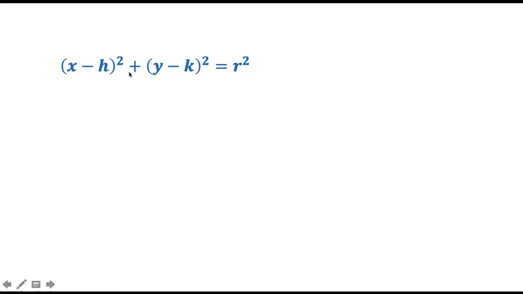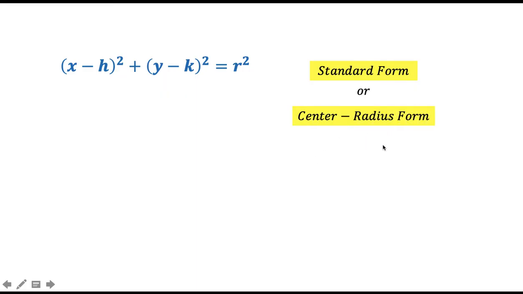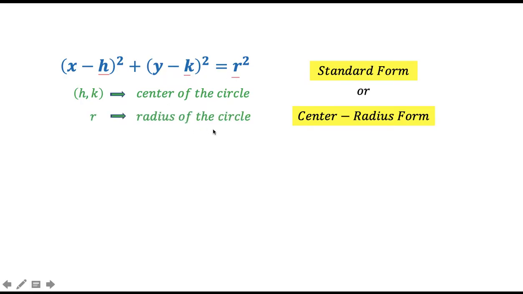(x − h)² + (y − k)² = r². This equation is called the standard form of the equation of a circle. It is also called the center-radius form of a circle, wherein h and k represent the center of the circle, (h, k). The variable r represents the radius of the circle.